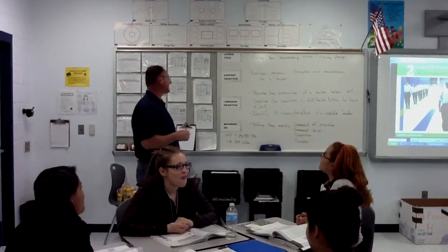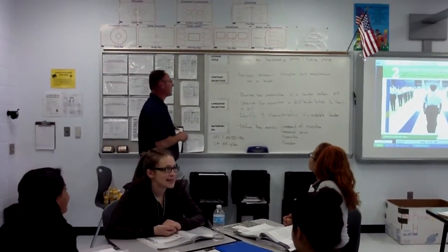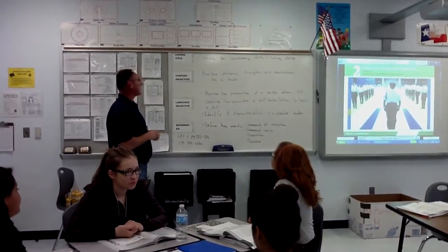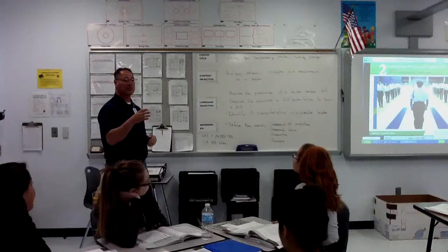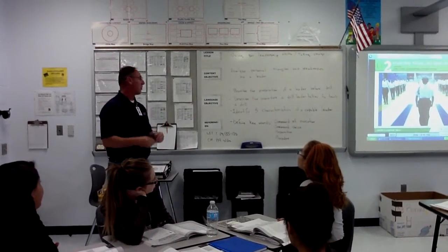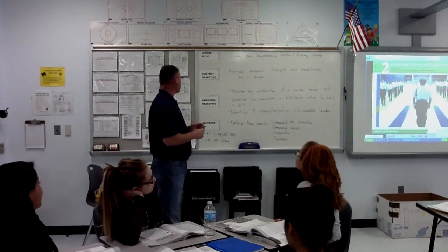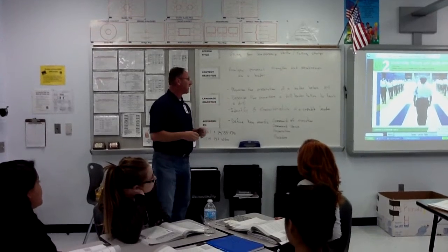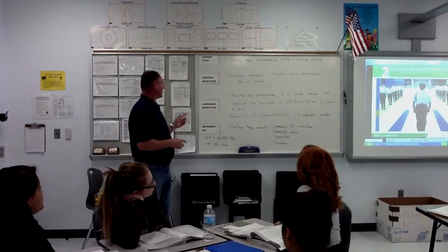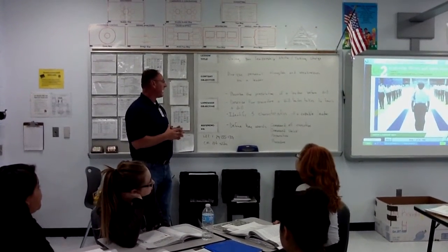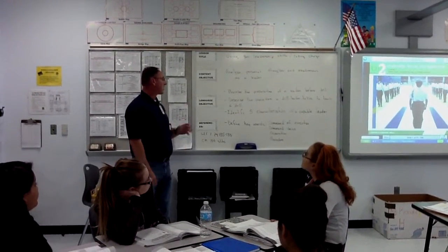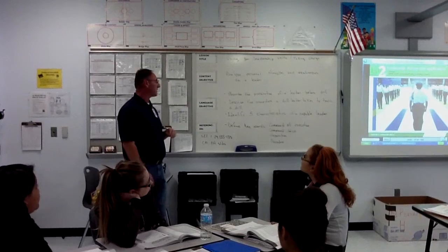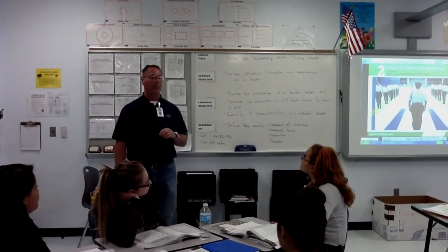Okay, today's lesson title is Using Your Leadership Skills and Taking Charge. The content objective is to analyze personal strengths and weaknesses as a leader. Each individual is both a leader and a follower. The language objective is to describe the preparation of a leader before drill, describe the procedure a drill leader takes to teach a drill, and identify the five characteristics of a capable leader.